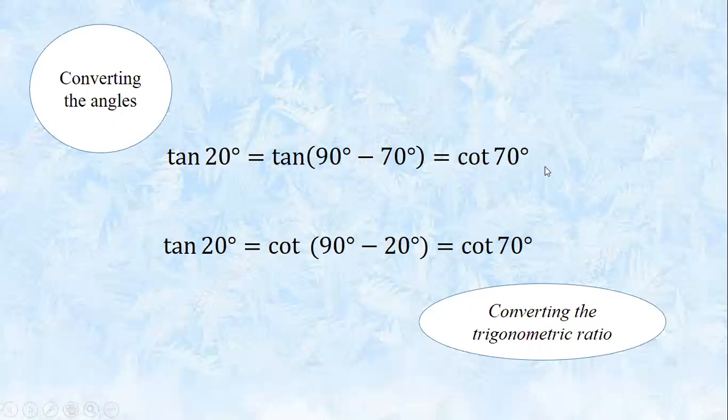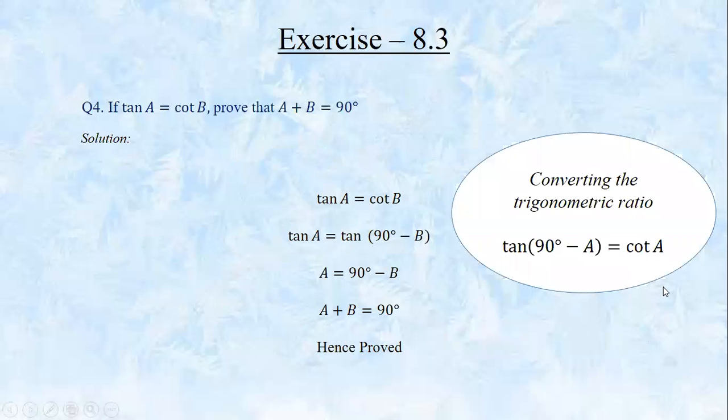Okay. The first type is what we had seen till now in the exercise. The second type we use when the angle is not known to us, but an abstract value is given. For example, question number 4 of exercise 8.3. If tan A equal to cot B, prove that A plus B is 90 degree. Here we don't know what is A and what is B. So we won't be able to calculate and say 90 minus A or 90 minus B. And we are supposed to prove A plus B is 90 degree over here.